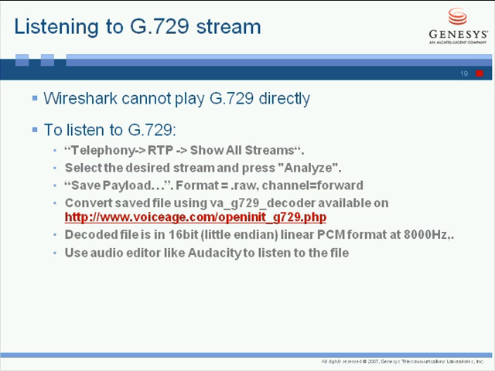So after this, the file can be imported into, for example, audio editors like Audacity, and then you can listen to the G729 stream. So it is a little bit convoluted compared to G711, but it is doable. G723 cannot be listened to. There is no freely available decoder. With free utilities, you can only listen to G711 and G729.